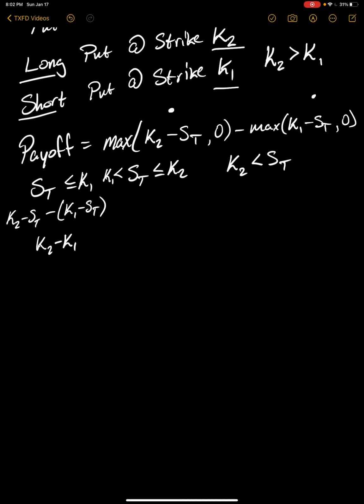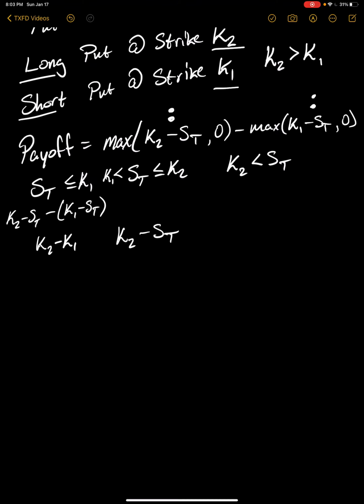Now, when the stock is between K1 and K2, it's going to be less than K2. So again, this part is going to be non-negative. And then it's going to be greater than K1. So this part over here is going to be negative. So the maximum function is going to return 0 there. And we're going to end up with a decreasing payoff in the stock price, a payoff of K2 minus the stock price at time t.